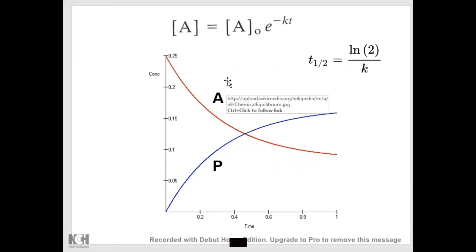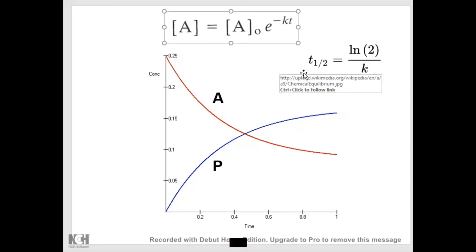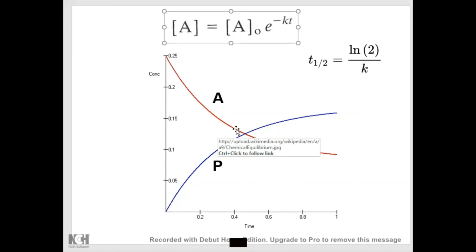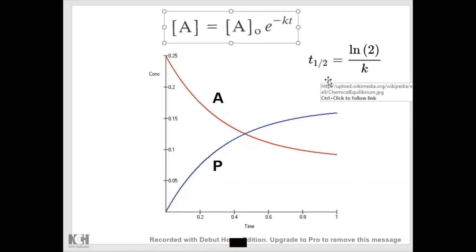Now, an important characteristic of a first order reaction is the half-life time. Half-life time is the time required for 50% of A to be decomposed. It can be found as natural logarithm of 2 divided by K. So it actually doesn't depend on the initial concentration of A, which is very interesting. But it depends on the kinetic constant. This half-life equation is widely applied, for example, for radioactive decay.